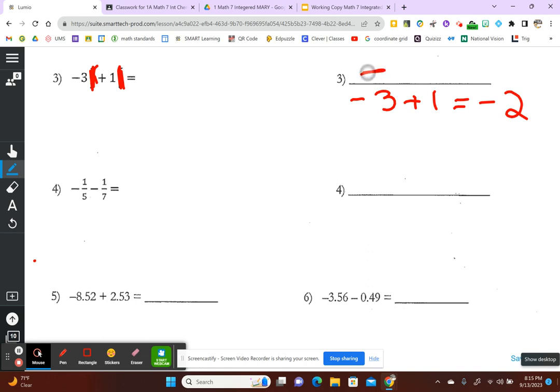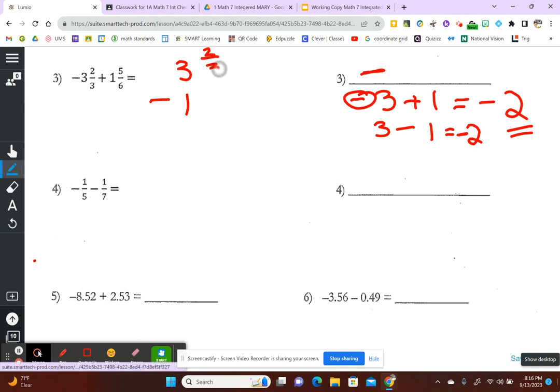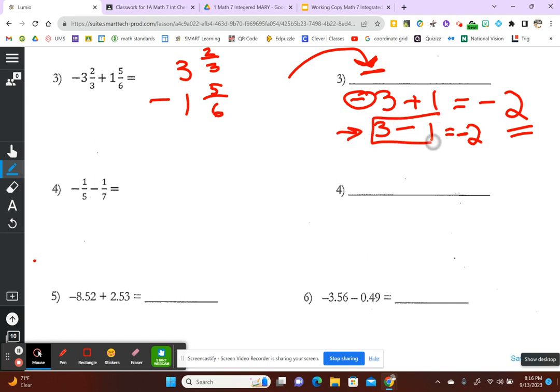So I know my answer is negative. I find the sign, I put it on the line. How did I get a -2? Well, I actually did 3 minus 1, which is 2, but I kept the sign of the one with the greatest absolute value. So that means here I have to do 3 minus 1. But I have to actually do 3 2/3 minus 1 5/6. And I've already taken care of the fact that the answer is negative because I found the sign, I put it on the line. So now I'm just doing this step where I'm actually doing 3 minus 1.